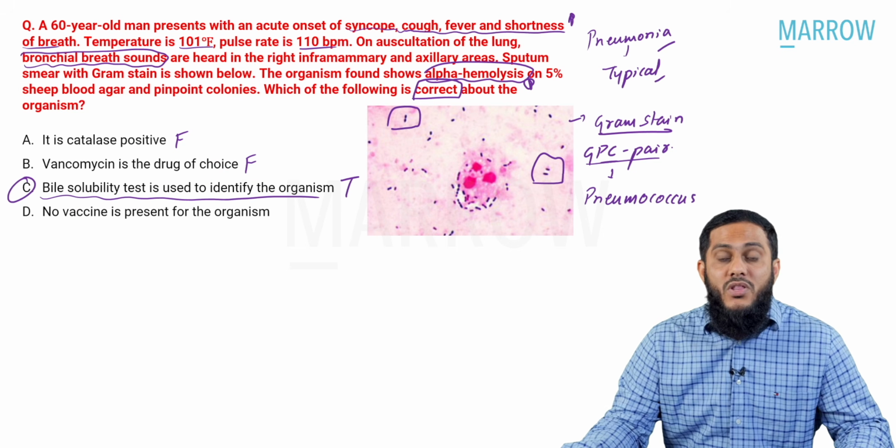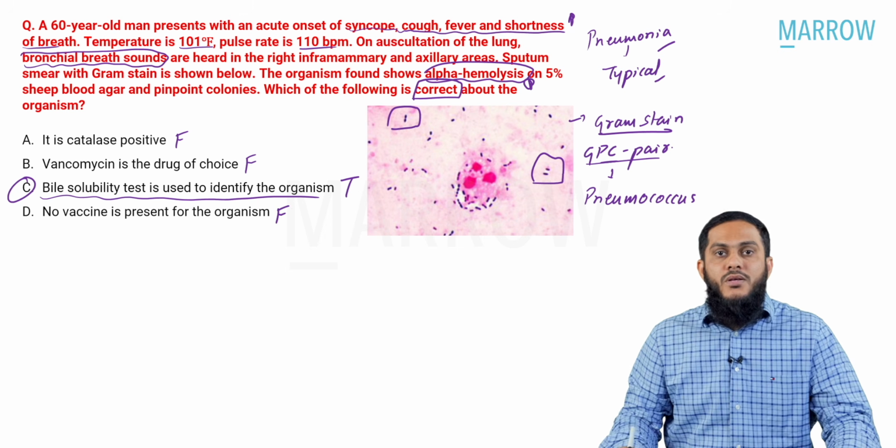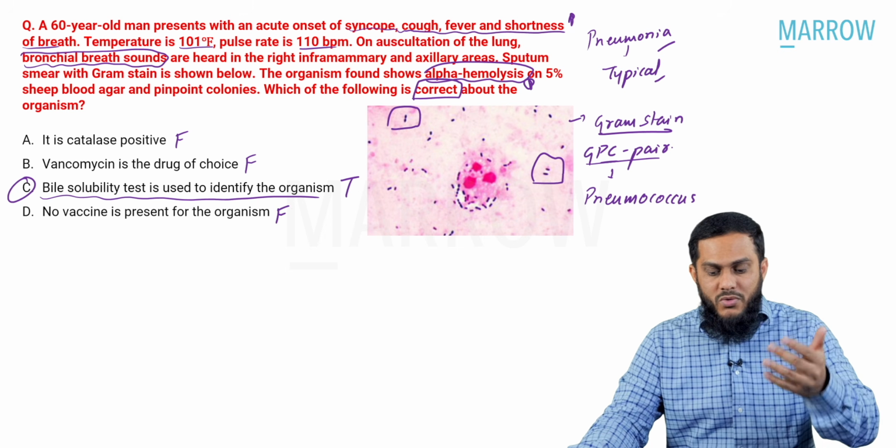No vaccine is present for the organism? Pneumococcus, we have a vaccine, so it is a false statement. So beautifully, we have got the answer completely from the class notes. First question done. Moving on to the second question.